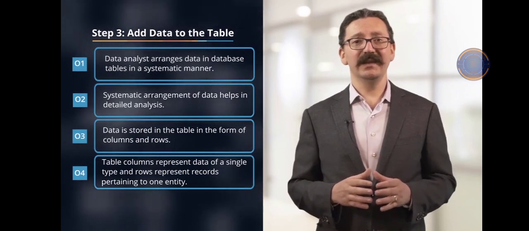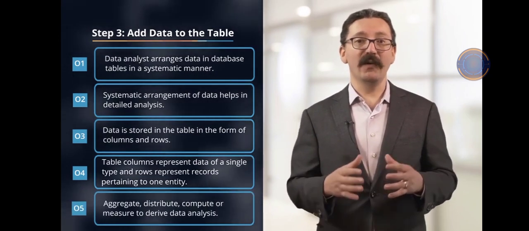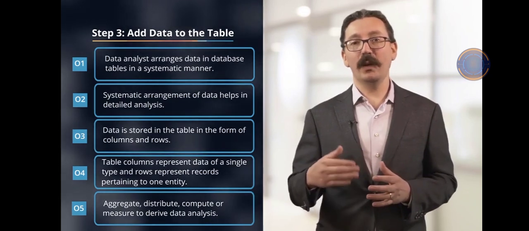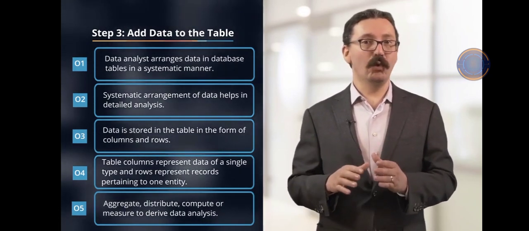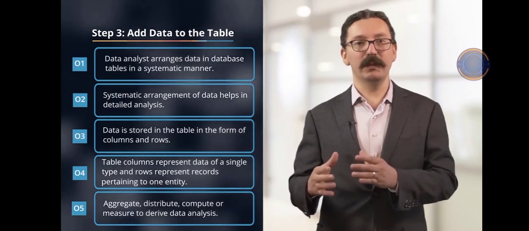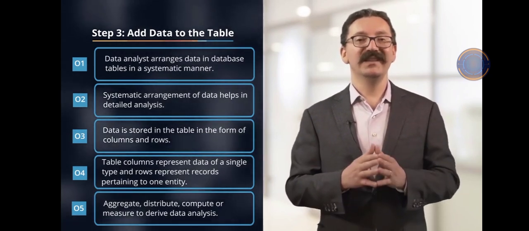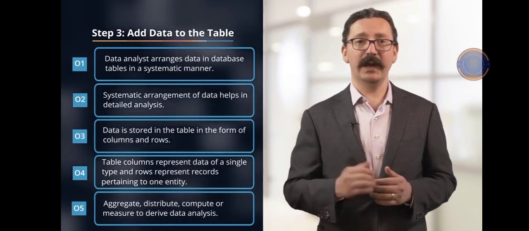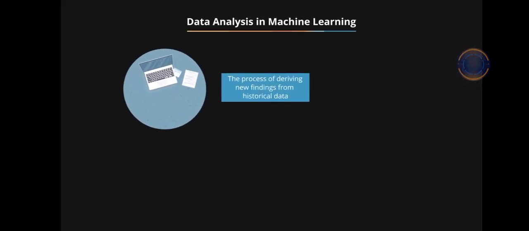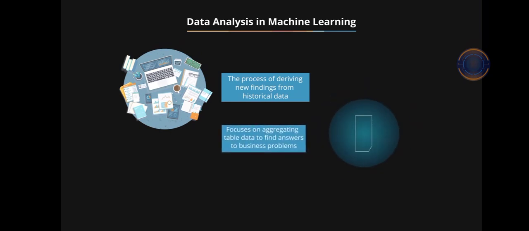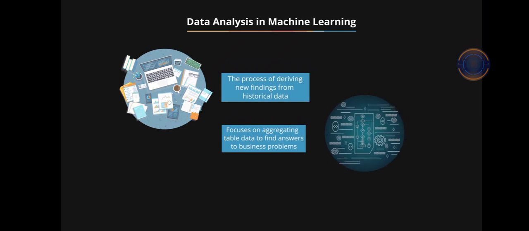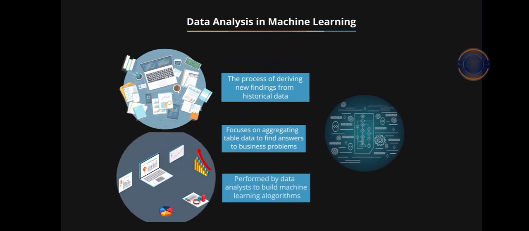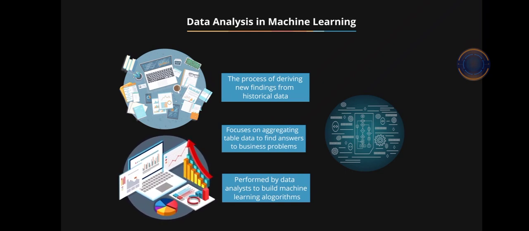Afterwards, the data analyst focuses on the aggregate of table data by counting the total observations in a table and/or combining data from multiple tables to answer a particular question. This process is also known as data analysis. Data analysis is a process of evaluating each data component so that useful information or findings can be identified from the historical data. Data analysis mainly focuses on the aggregate table data to find answers to business problems. It is also performed by data analysts to build machine learning algorithms.